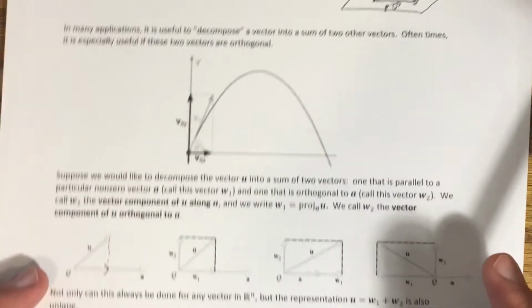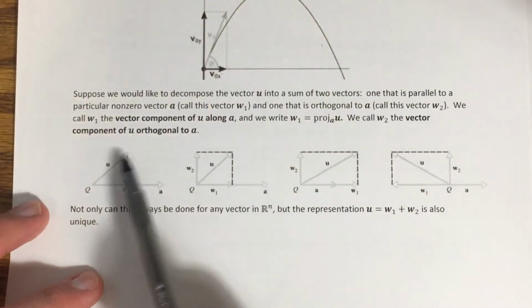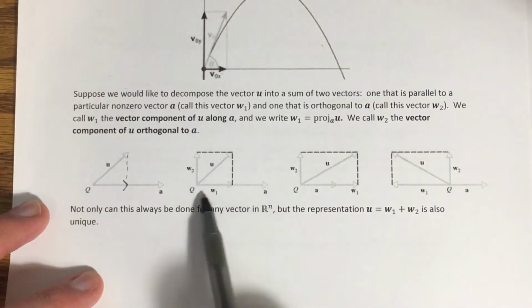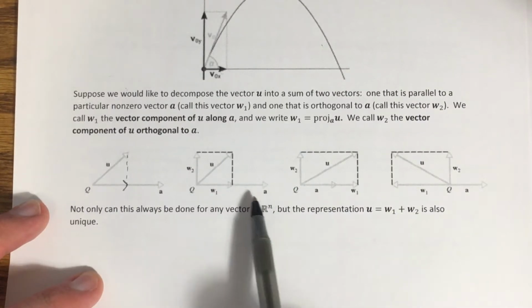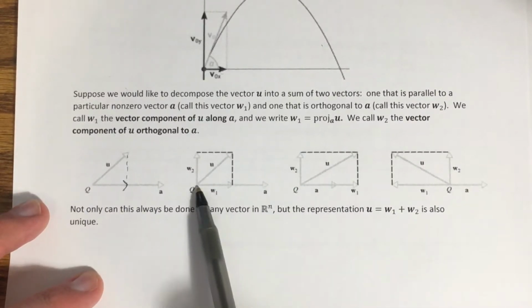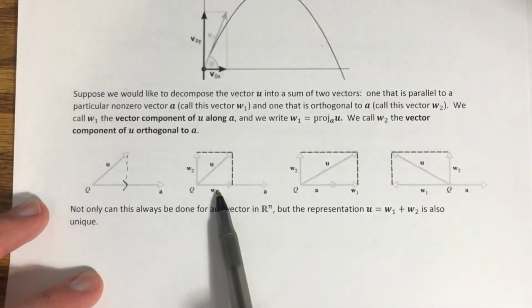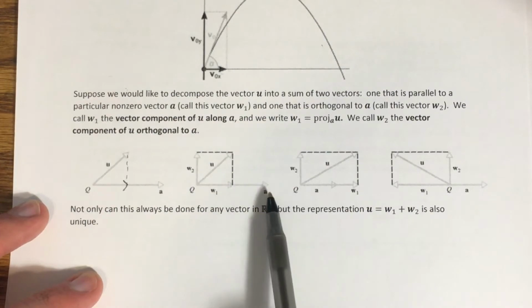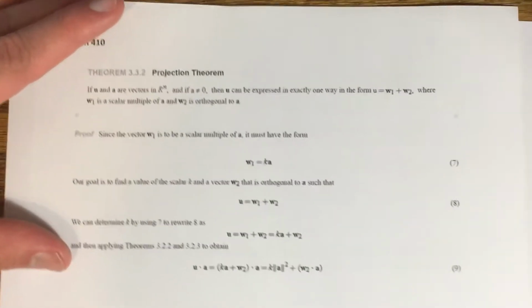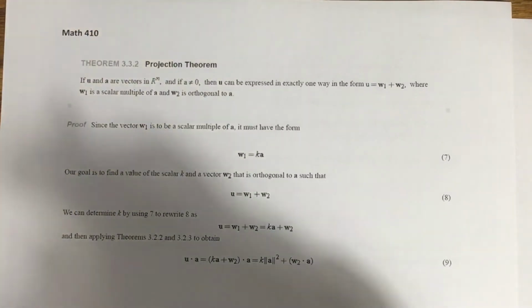Notice back on the previous page, we were calling W1 the projection of u onto a, but the projection always creates a vector that is parallel to a. It either points in the same direction or the opposite. So W1 can alternatively be thought of as a scalar multiple of a, and that's the way the theorem is stating this. So coming back over here, let's talk through this proof.